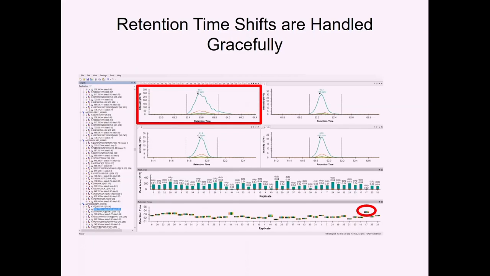So just to show a couple of examples here, it's able to handle retention time shifts. This is definitely a peak where the retention time had shifted in this one run. But you can look at the chromatograms, and it definitely looks like the most similar ones to the other peaks. And yet we're still able to handle that okay.